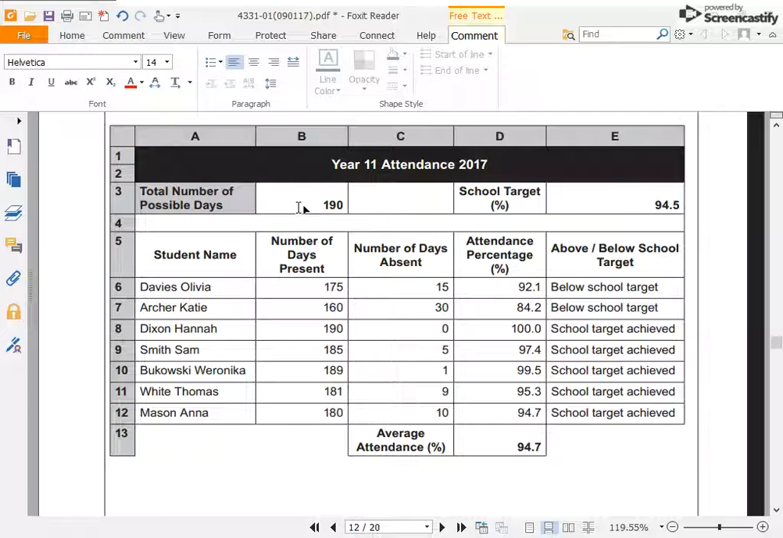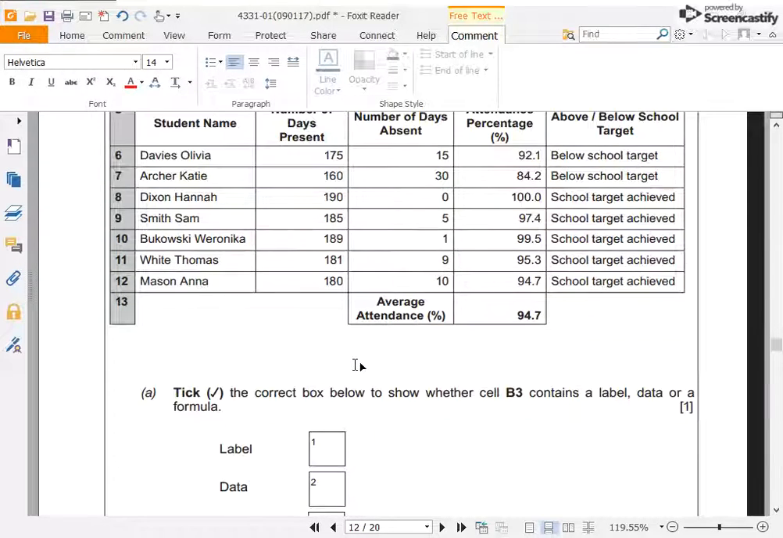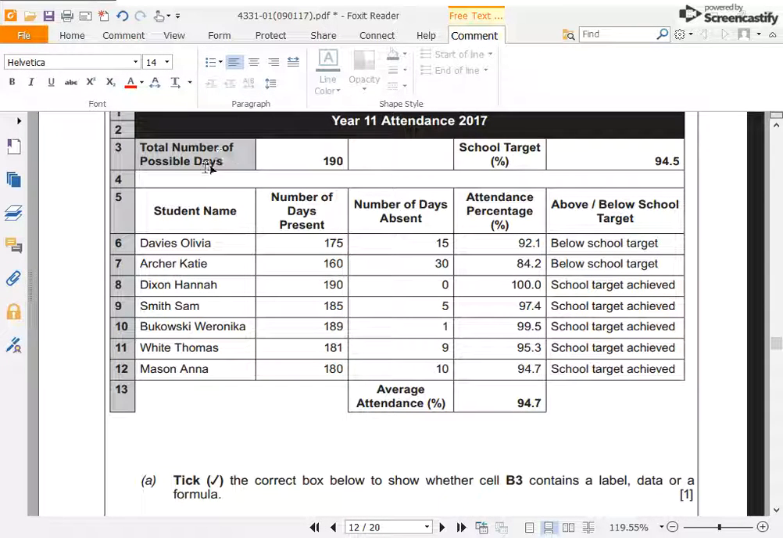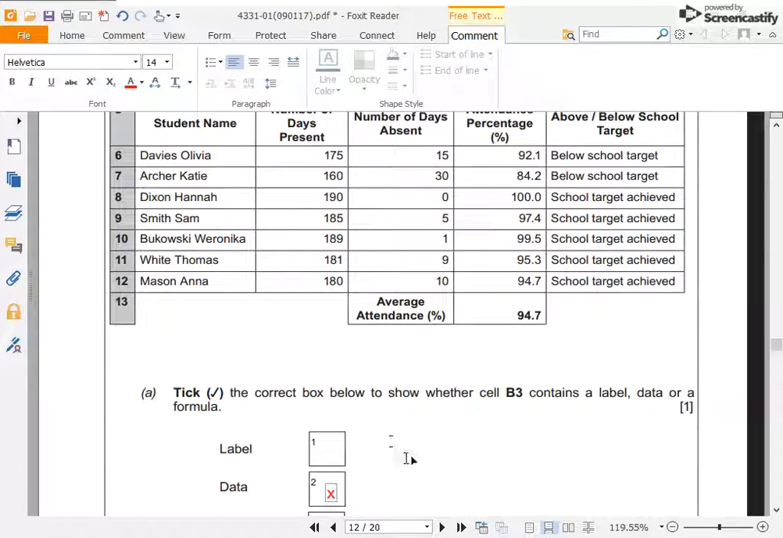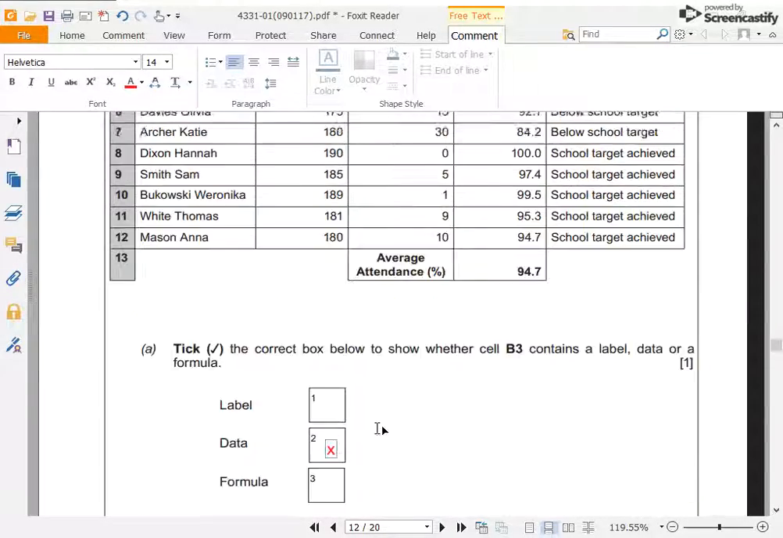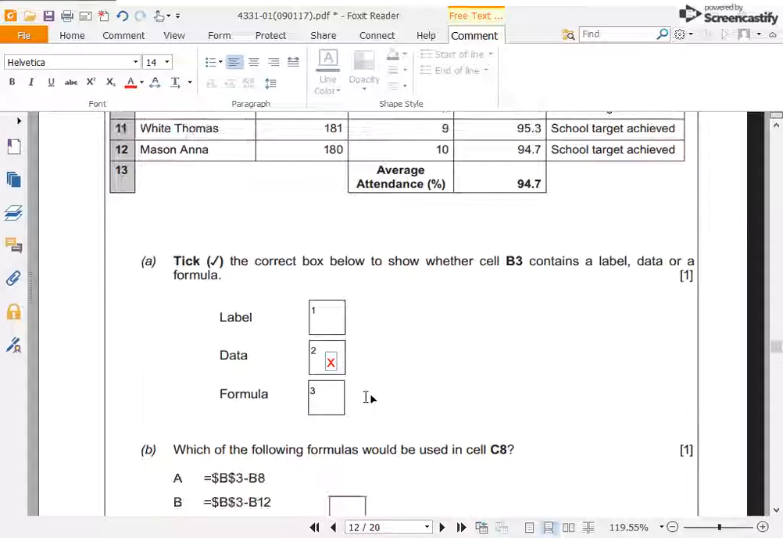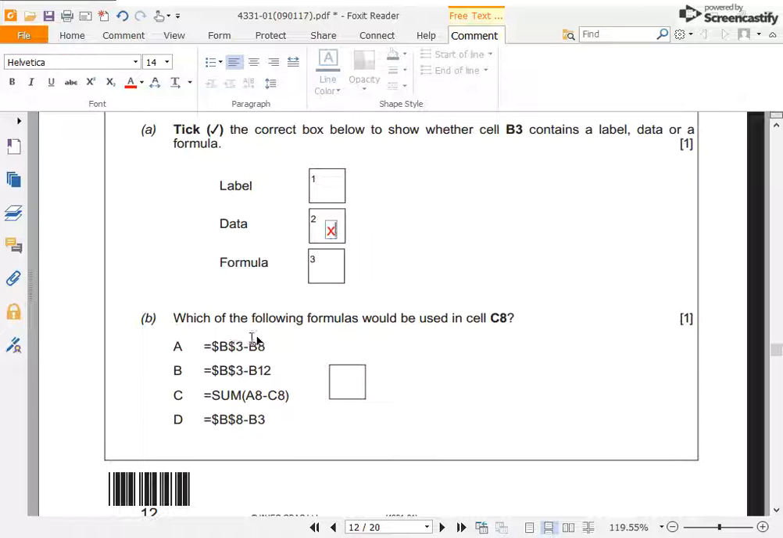B3. Okay, we'll go with that. Okay, so that's actually data. So it's not a label. That would be a label: average attendance or total number of possible days. It's not a formula. It's just actually writing a figure in, so that is data. Which of the following formulas would be used in cell C8?